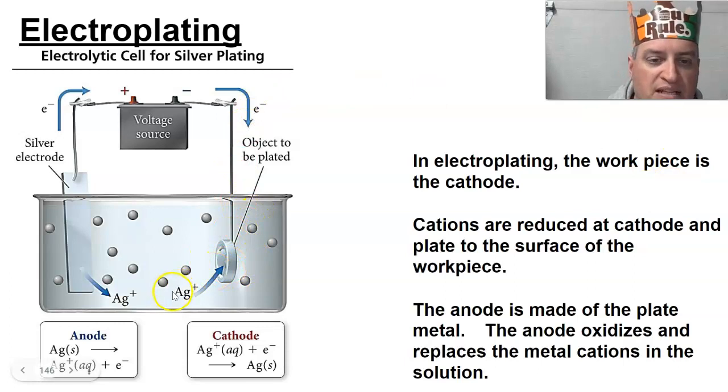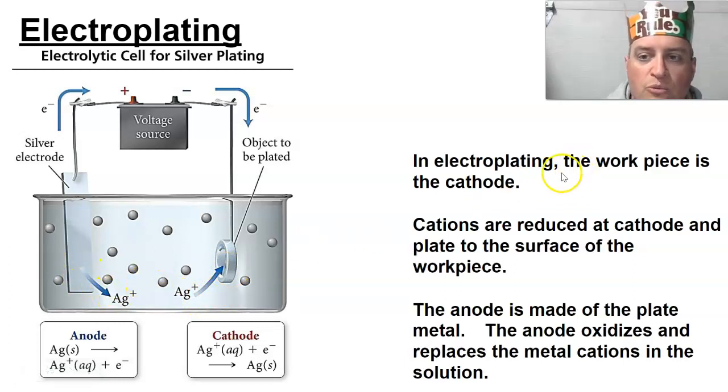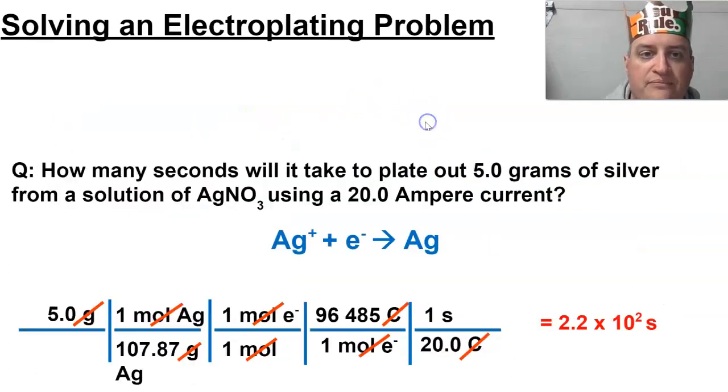Again, kind of a little fancier idea here. Object that's going to be plated. We can see the silver ions are going to become silver metal, and the silver metal is going to become silver ions. The workpiece is the cathode. Again, cations are reduced at the surface of the workpiece. The anode is made of the plating metal. It oxidizes to replace the metal cations. Just a fancier picture. Flow of electrons. So again, a battery is going to tell you if it's electroplating or an electrolytic cell. A voltmeter is going to tell you it's a galvanic cell.